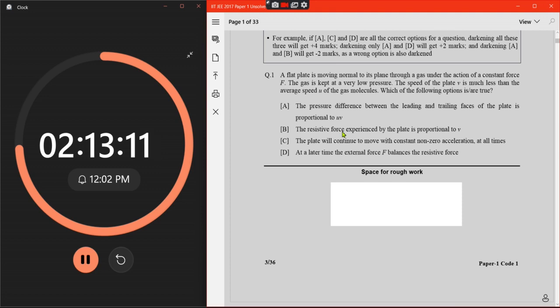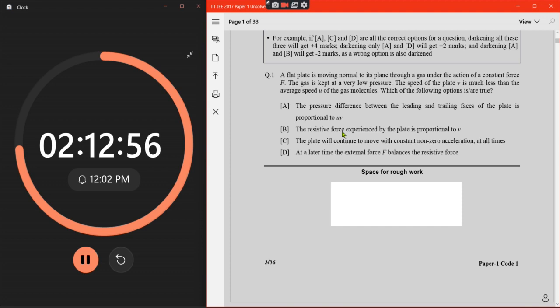Constant force F से move हो रहा है. Okay. And what about this thing, a flat plate? बस इतना ही दिया है. Normal to its plane. That's kind of a weird thing, right? Speed of the gas is much less than the average speed U of the gas molecules. Okay, so the following is true.